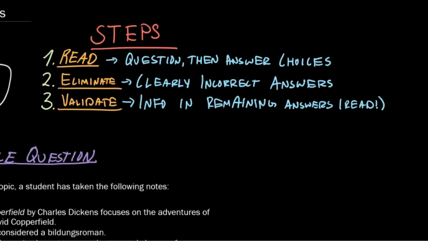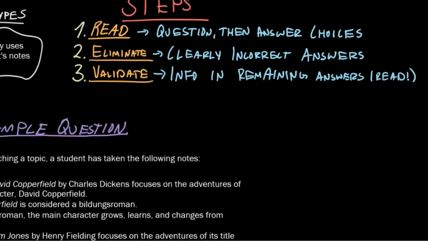Okay, you eliminate clearly incorrect answers. This is a huge one for rhetorical synthesis because often a lot of the answers, at least 2 or 3 of them, are completely wrong. They're just completely wrong. They don't answer the question. Then, once you eliminate questions, you're probably only left with 1 or 2 choices, okay? You're going to validate the info in the remaining answers, so you just read the passage, and that's when you actually read the passage, okay? And then you're going to choose one.